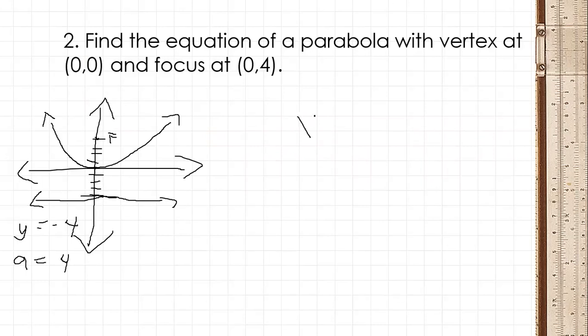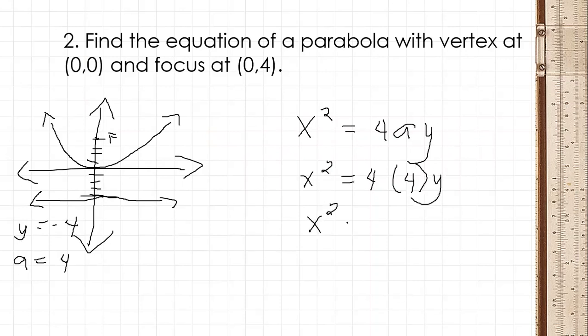Upward, meaning our formula would be x squared is equal to 4ay. x squared is equal to 4, and our a is 4 as well, multiplied by y. x squared is equal to 4 times 4, 16, 16 times y, we have 16y. So with vertex at 0, 0 and focus at 0, 4, we have the standard equation x squared equals 16y.